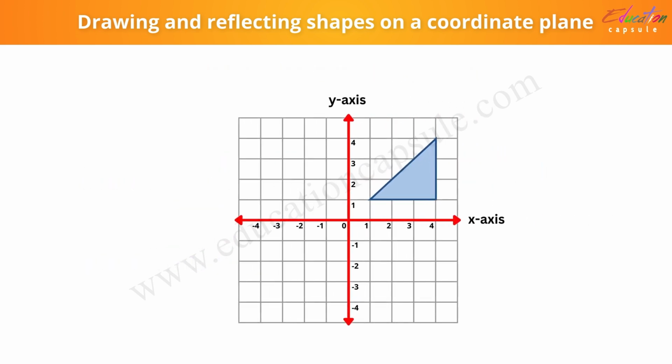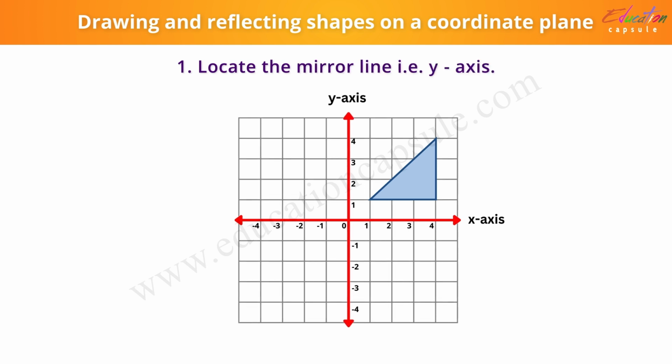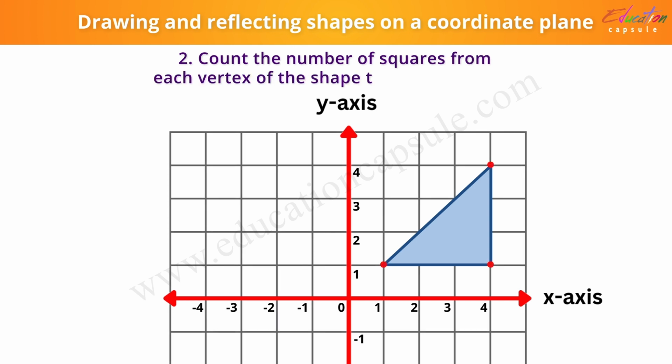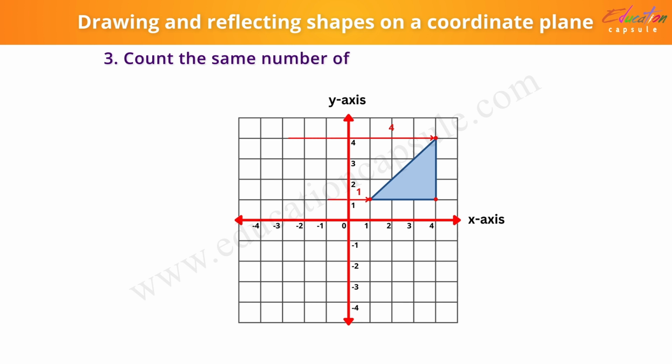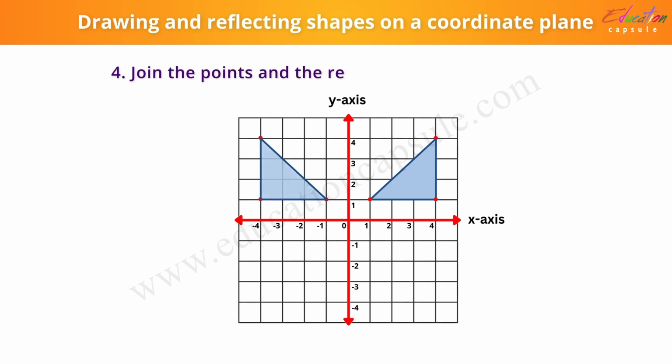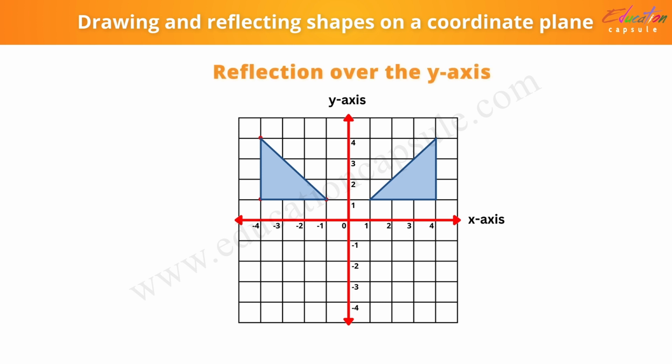Again, we need to use the same steps. Step number 1, locate the mirror line, which is the y-axis in this case. Step number 2, count the number of squares from each vertex of the shape to the mirror line. Step number 3, count the same number of squares to the other side of the mirror line and mark the points. Step number 4, join the points and the reflected image is formed, just like this.